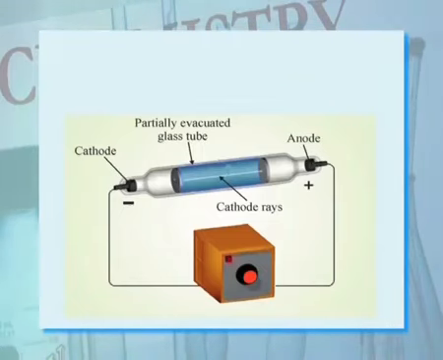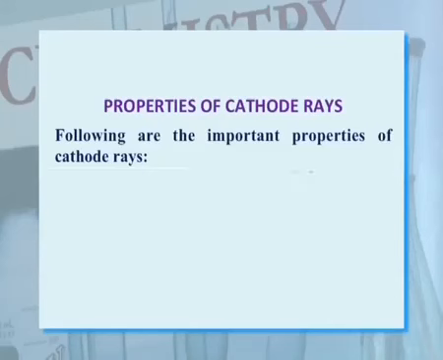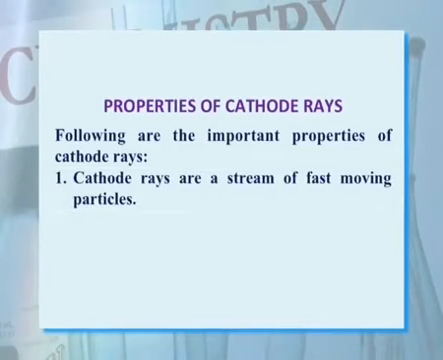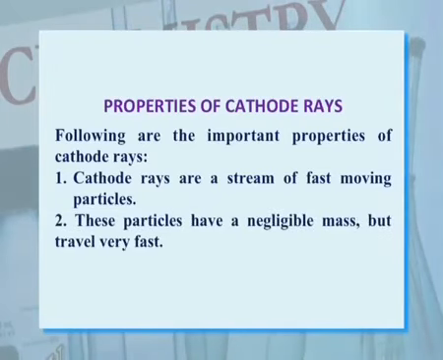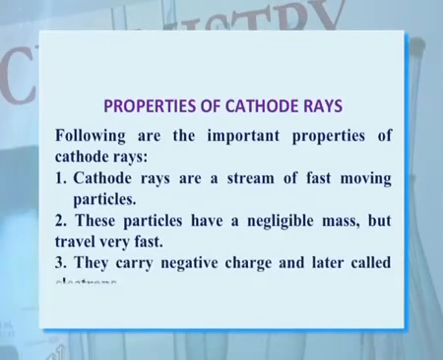This is the overall arrangement for the cathode ray which produces the negatively charged particles, which is later called as electron. Properties of cathode rays. Following are the important properties of cathode rays. First, cathode rays are a stream of fast moving particle. These particles have a negligible mass, but travel very fast. They carry negative charge and later called electrons.